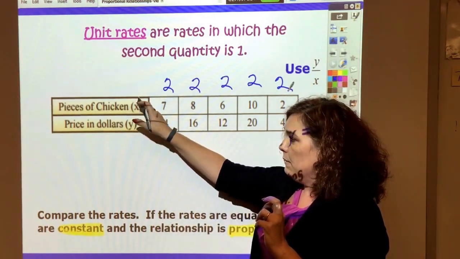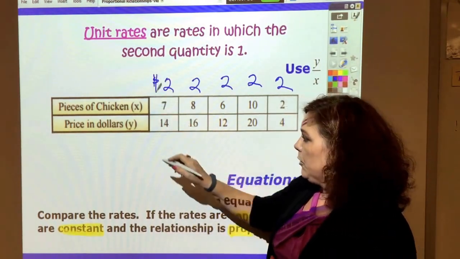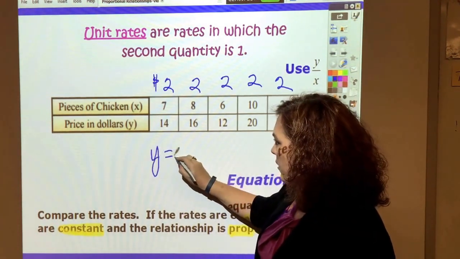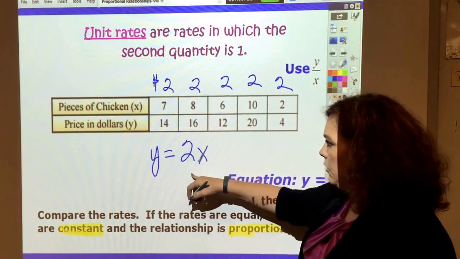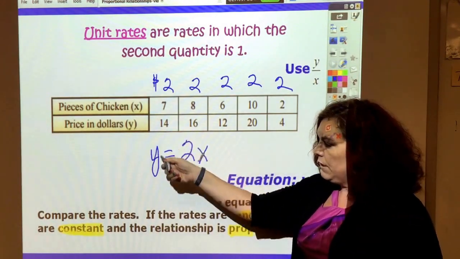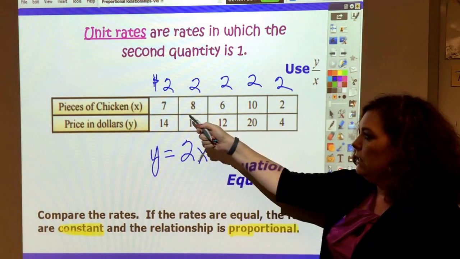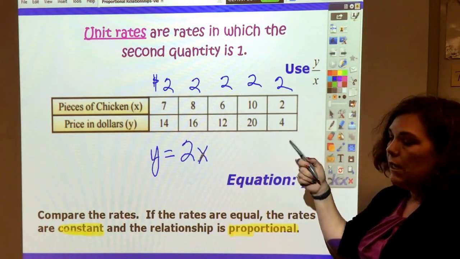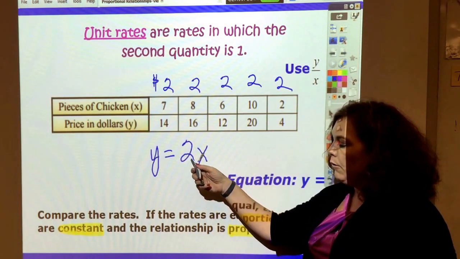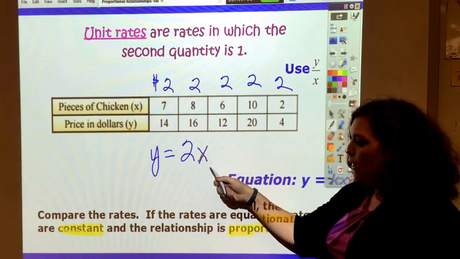because 0 pieces of chicken would cost you $0. And what this is saying is $2 for each piece of chicken. So the equation would be y equals 2x. So if you have 7 pieces of chicken, it costs you $14. So you compare the rates. If the rates are equal, the rates are constant, and the relationship is proportionate. So this is the same all the way across. It is proportionate. And all of your equations will look like this, either a whole number or a fraction, but it'll be y equals a number, which is a constant, times x.